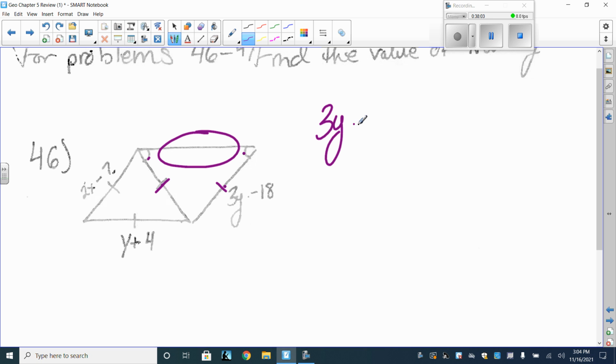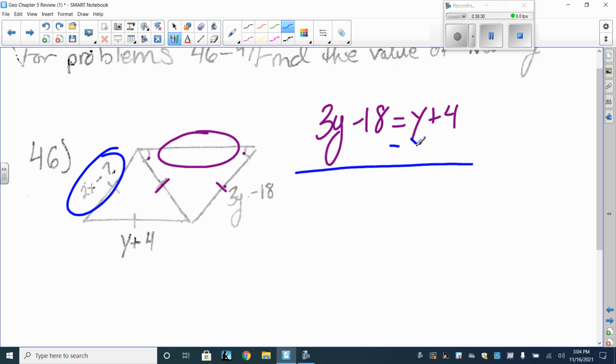So our 3y minus 18 is equal to our 2x minus 7, but it's also equal to what? Or y, our y plus 4. So we can use the fact that these two are equal to solve. We wouldn't set it equal to our 2x minus 7 because that has x, not y. We can't solve two variables at once. Now, the first thing we need to do here is to get the y's on the same side. So we can subtract y from both sides, telling me that 2y minus 18 is equal to 4.